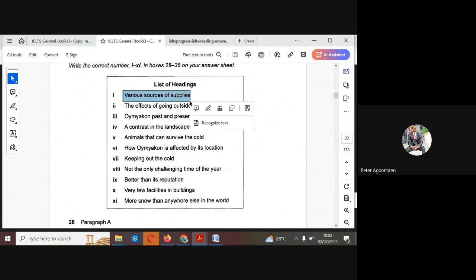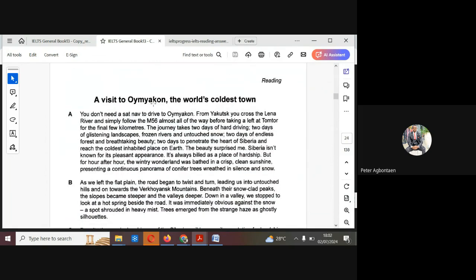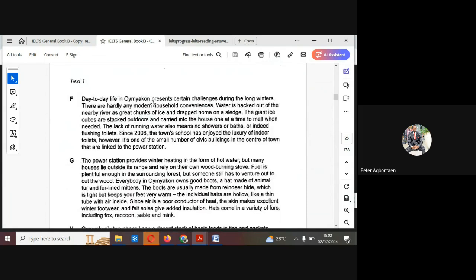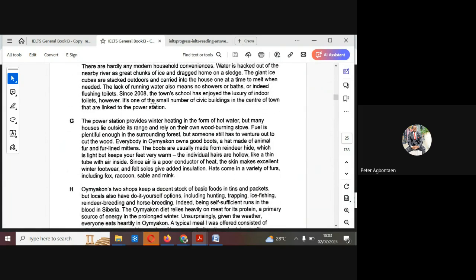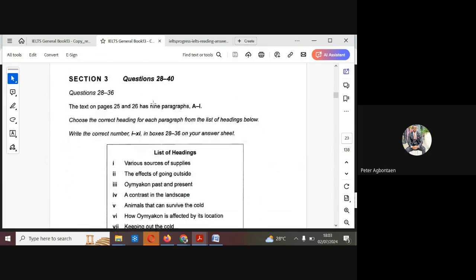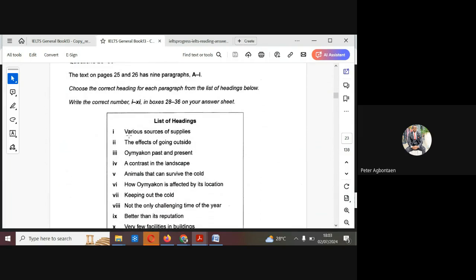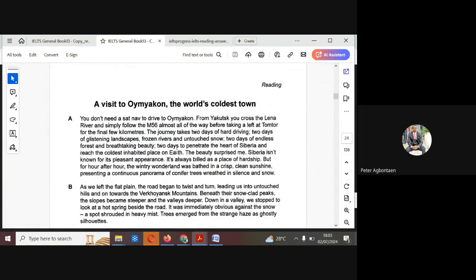So the first heading here says various sources of supplies. That means there's a high probability that one of these paragraphs from A to I talks about various sources of supplies. Now you have the second heading that says effect of going outside. There's a high probability that one of these paragraphs talks about the effect of going outside. And so now, what do you do?